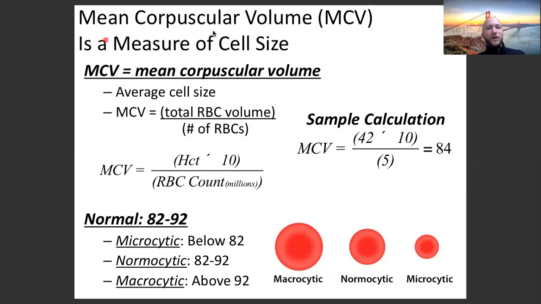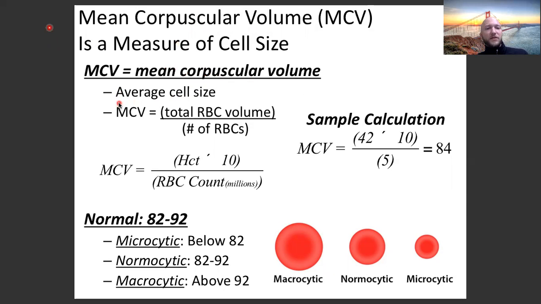So mean corpuscular volume, it's the average cell size. How big is the cell? The way I kind of remember this is like a corpse, like a body. Also, if you speak a Romance language, in Spanish, cuerpo is body. So it's like the average body size, the volume, of the red blood cell.